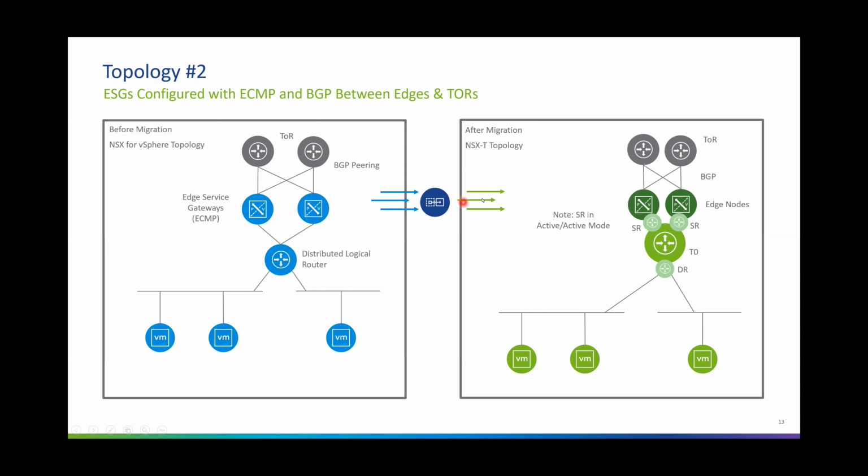What that translates to with the migration coordinator is a single tier 0 with the DR and SR components, and those SR components live in our edges, and we're going to be using them in an active fashion from the tier 0 level. So that's essentially the equivalent of our ECMP from the V side.